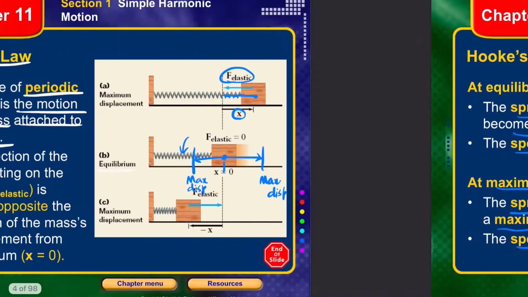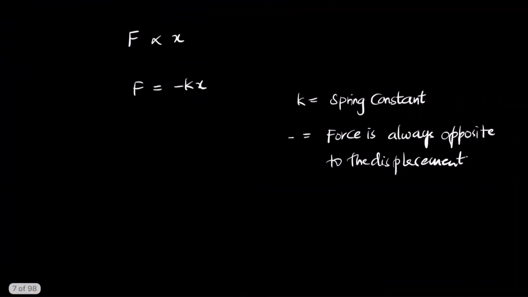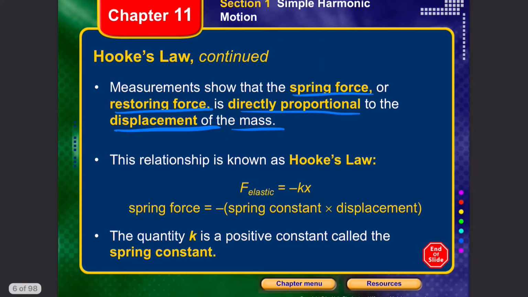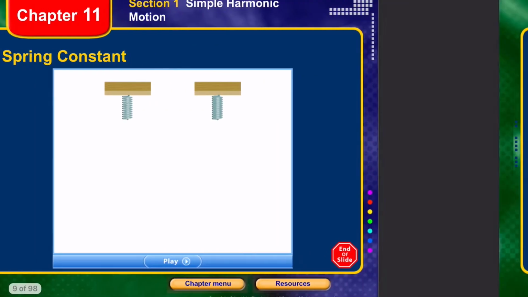Notice in the diagram, as the displacement is in one direction, the elastic force being restored is in the opposite direction. The same thing happens in reverse as well. The displacement is in this direction while the restoring force is in the opposite direction. This is one of the reasons why we use the negative sign in Hooke's law. So this here is called Hooke's law.